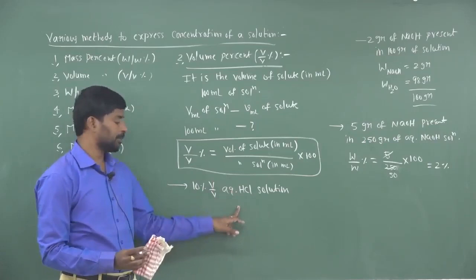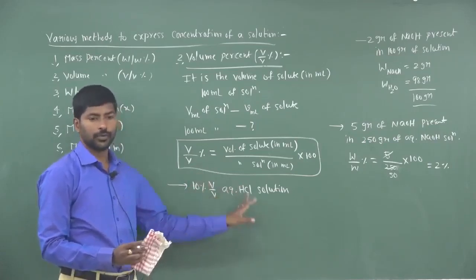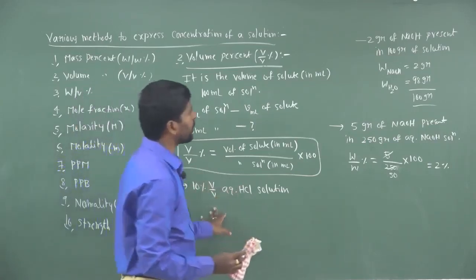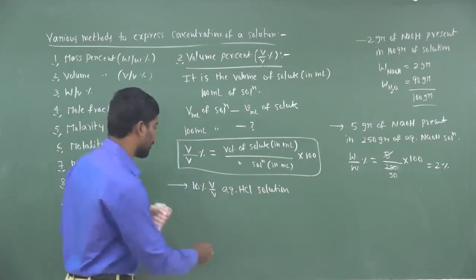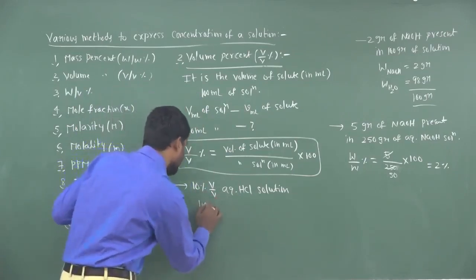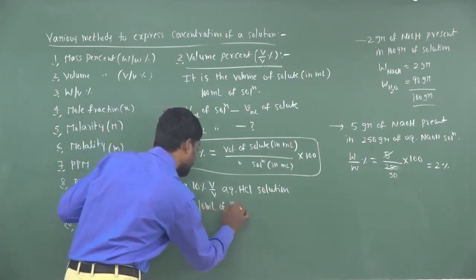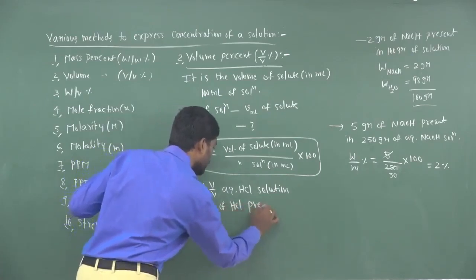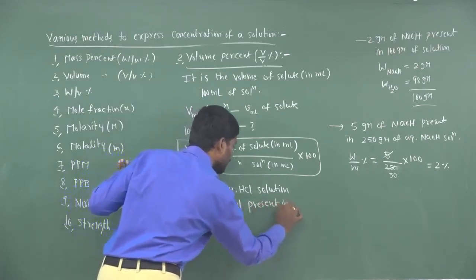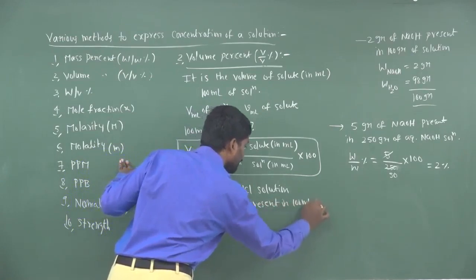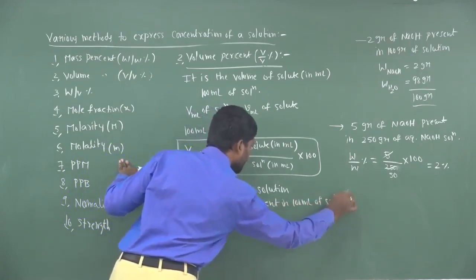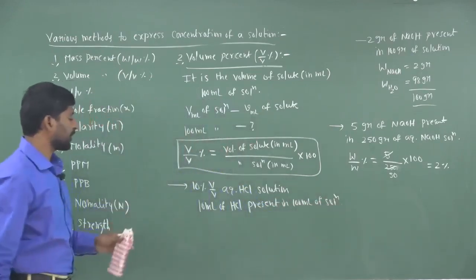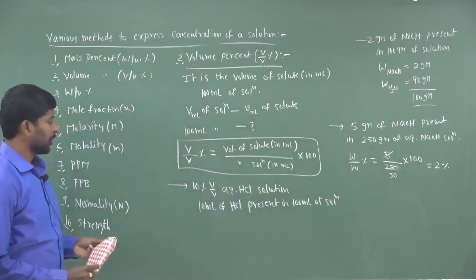10 ml of HCl present in 100 ml of solution, right? What is the meaning of this? 10 ml of HCl present in 100 ml of solution.